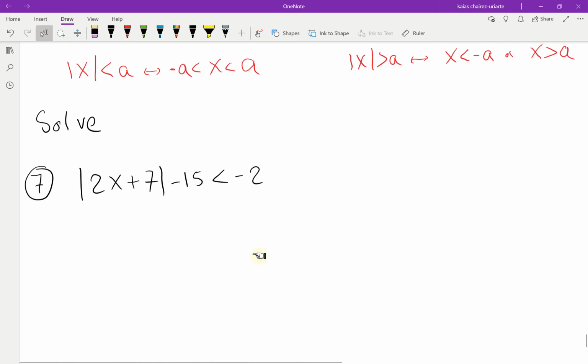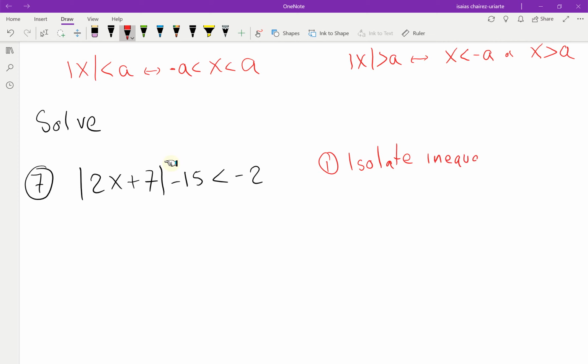Alright, so let me begin with this top one. Hopefully you've gotten a chance to try them all, and you are confident in the answers that you got, and right now we're just going to compare. So let me go through the process here. The first thing I want to do is isolate the inequality, so leave it all by itself. On the left-hand side is where I have my inequality, it's just that there's this negative 15 in the way. To get rid of the negative 15, I'm just going to add 15 to both sides.